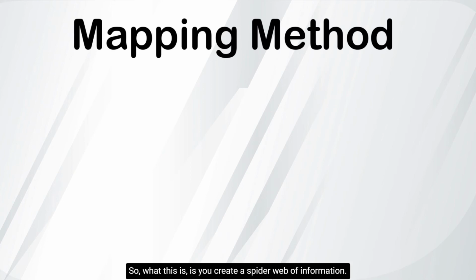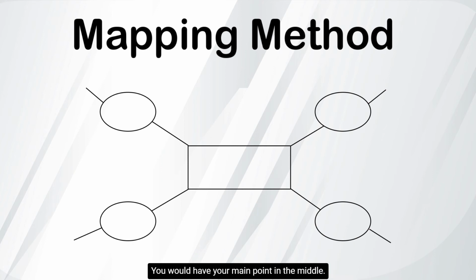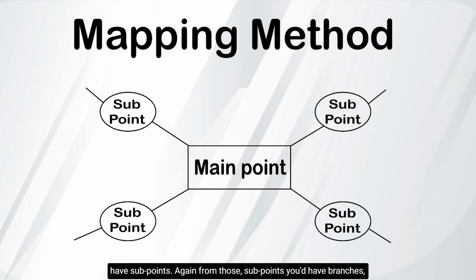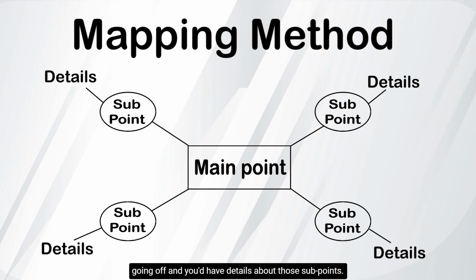The next method is called the mapping method. What this is, you create a spider web of information. You'd have your main point in the middle, and then with branches going off from that main point, you'd have subpoints. Again, from those subpoints, you'd have branches going off, and you'd have details about those subpoints. So what this creates is a visual map of your information.